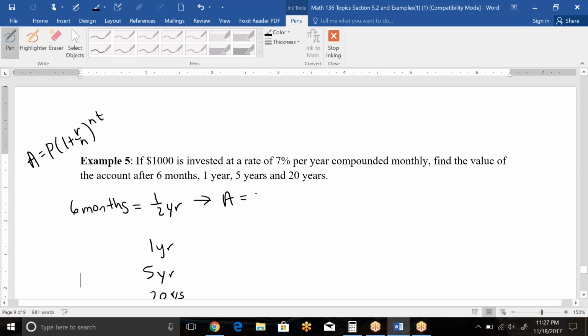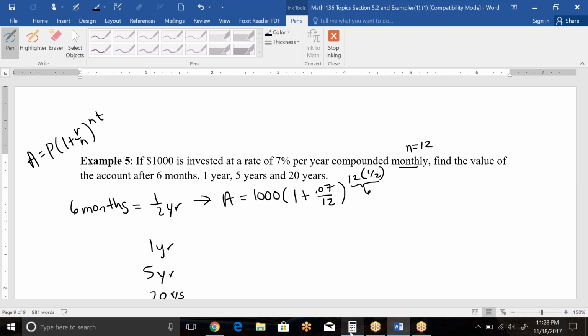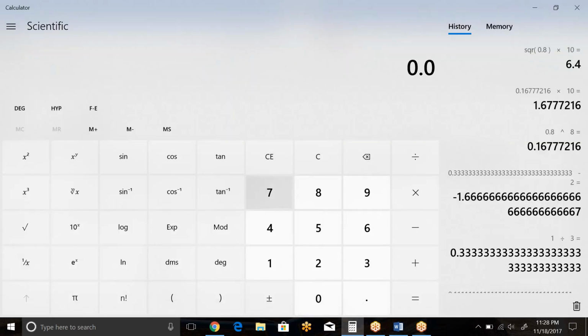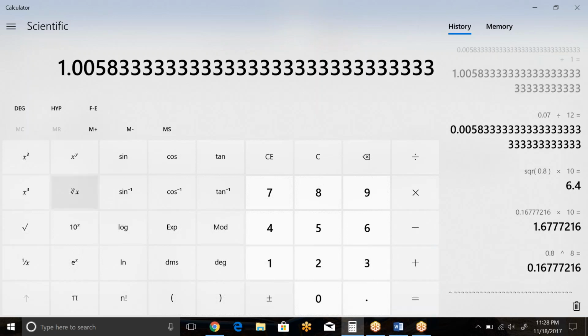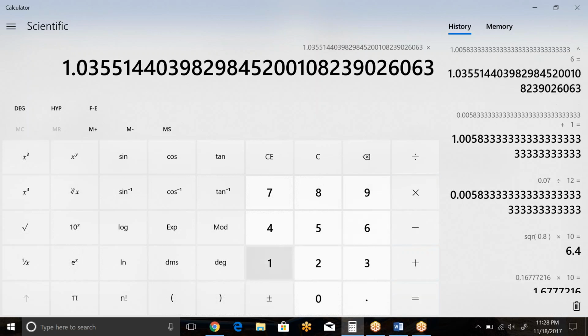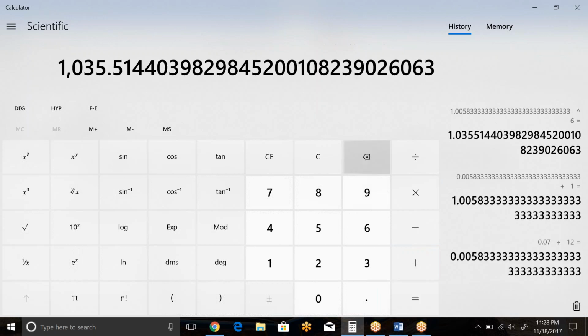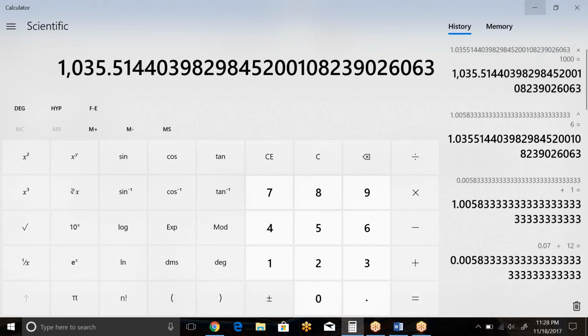So A equals $1,000, parentheses 1 plus 0.07, compounded how many times per year? 12 for monthly. And that's 12 again, because it ends on the outside, times the number of years. So this one's a half. So I always figure out what this is. This is 6. That's easier to plug into my calculator. So 0.07 divided by 12 plus 1 raised to, notice I'm not clearing anything as I go, 6 times 1,000. That is 1,035.51.